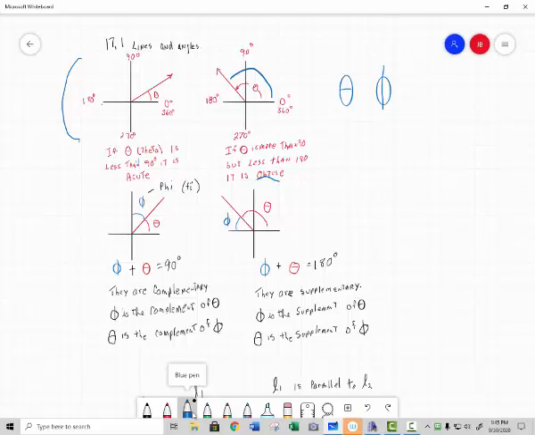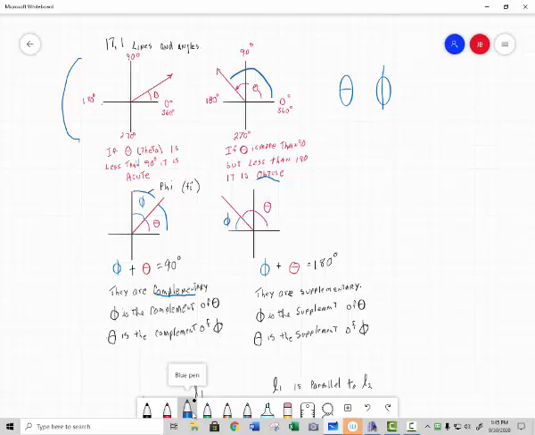Now, there are two situations that I want to consider. You've got two angles. Here's one, theta. Phi is the other one. If those two angles add up to 90 degrees, then they're said to be complementary. Okay? And phi is the complement of theta. Theta is the complement of phi.